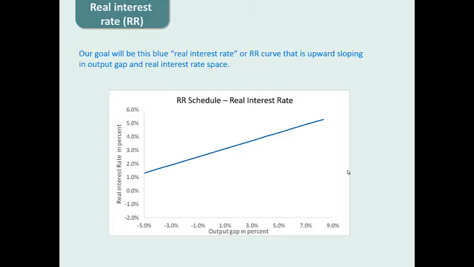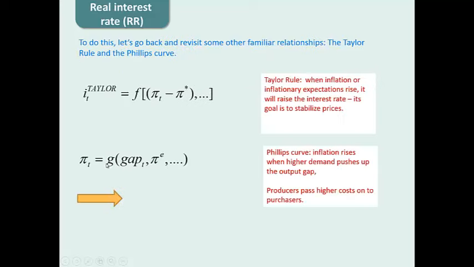So our goal ultimately to get there will be an RR schedule. This is a real interest rate schedule that reflects monetary policy, and it's going to be in output gap on the horizontal axis and real interest rate on the vertical. How do we do this? Let's go back and revisit some familiar relationships, the Taylor rule and the Phillips curve.